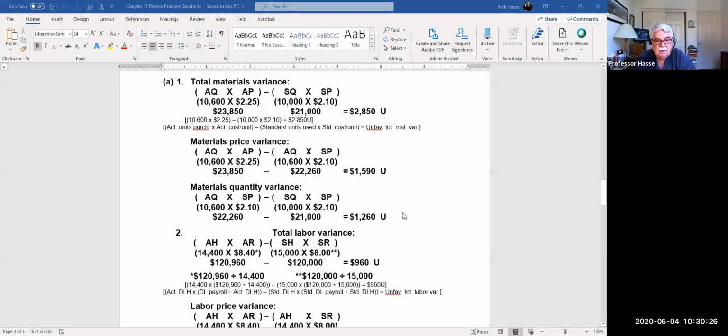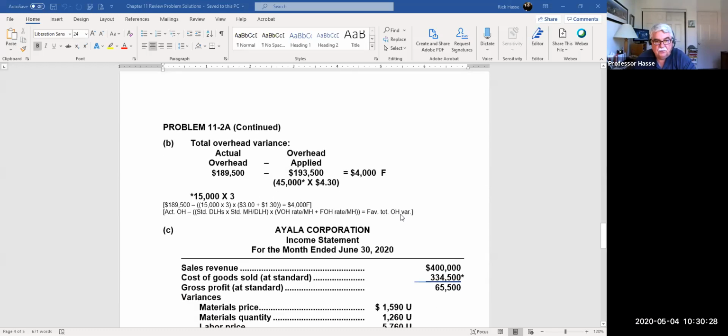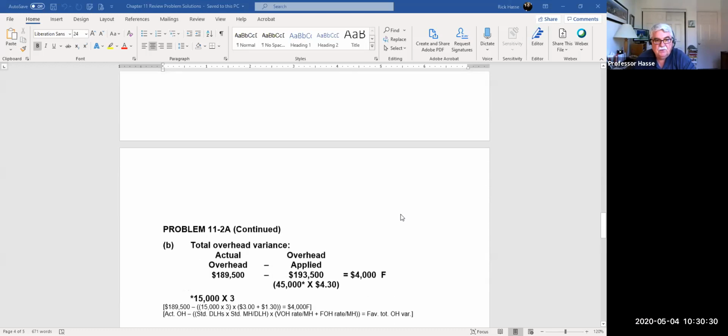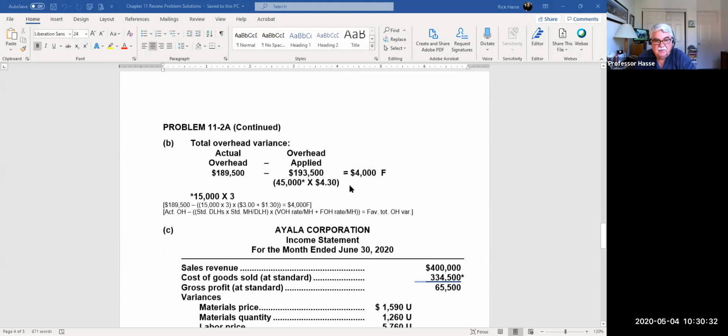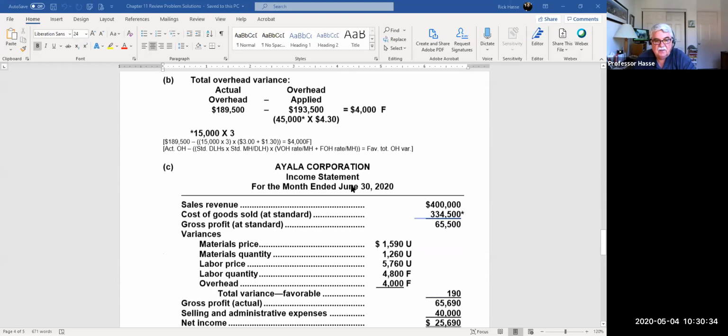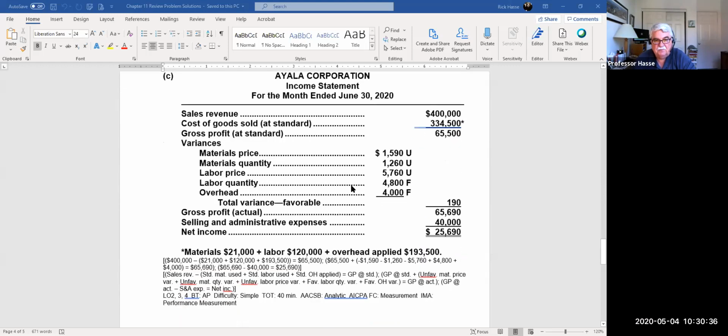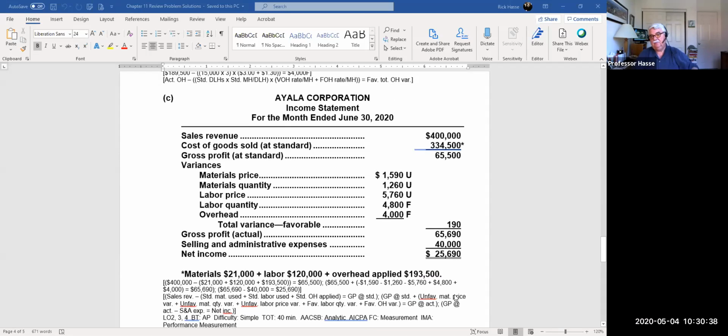Okay, so here's the solutions to 11.2. I give you the overhead variance analysis here. And here's the key thing to concentrate on in your review. This is the income statement of this company, the income statement for the month of June. There's the sales revenue. There's the cost of goods sold at the standard price. And there's our gross profit. Then we have the variances.